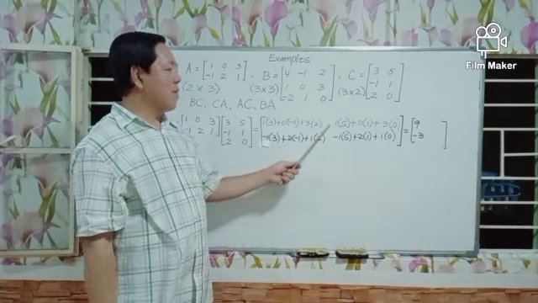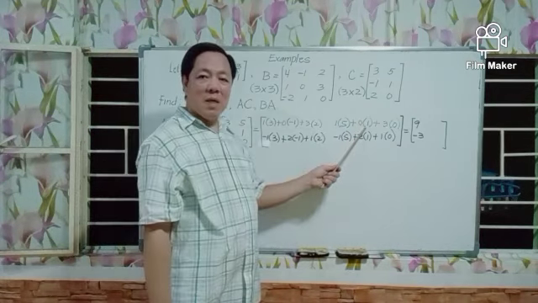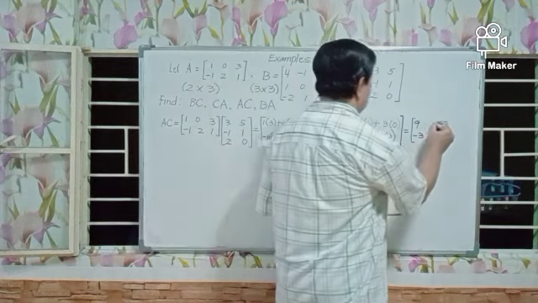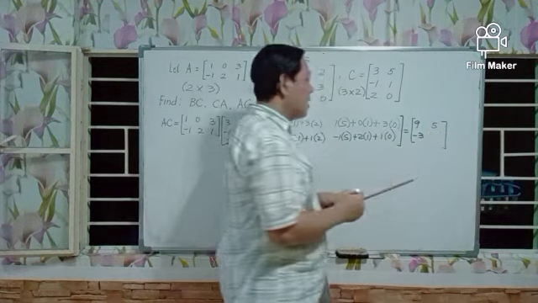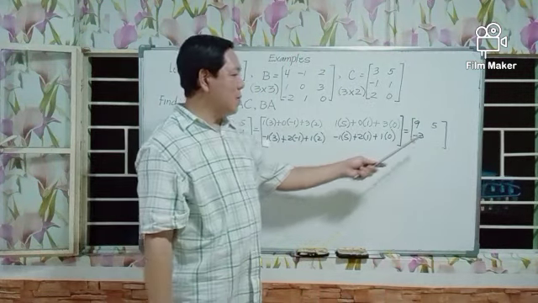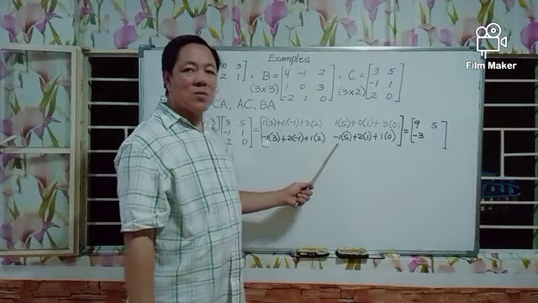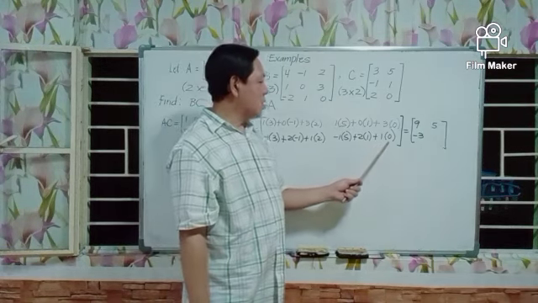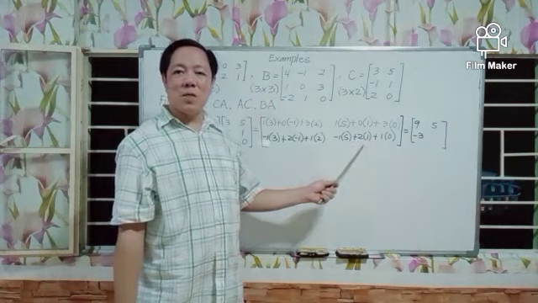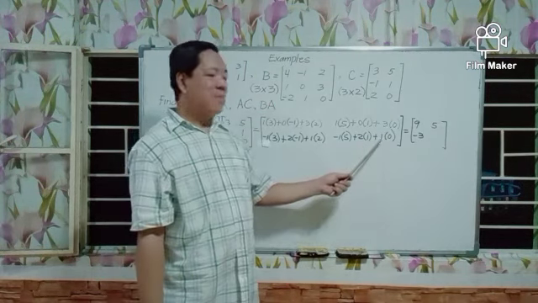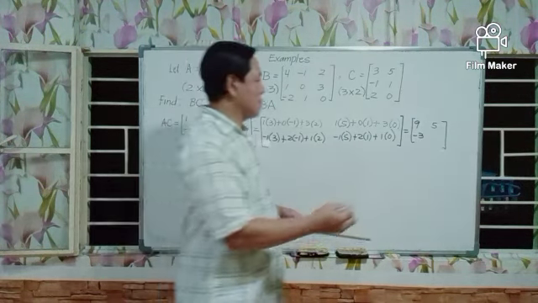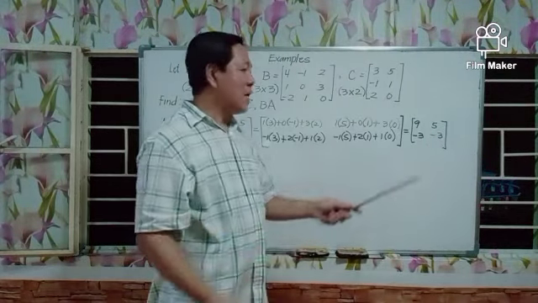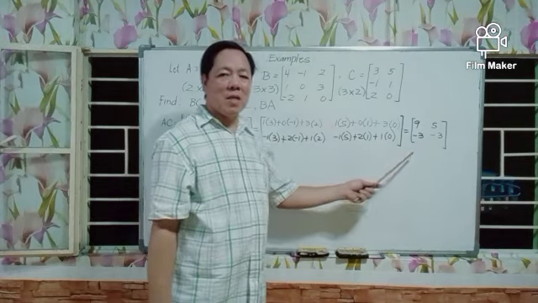Second column, we have 5. Product 0 plus 0 is 5. And the last entry in the second row, we have minus 1 by 5 is minus 5, plus 2, plus 0. Minus 5 plus 2 is minus 3, plus 0 is minus 3. And this is the product AC, a 2 by 2 matrix.